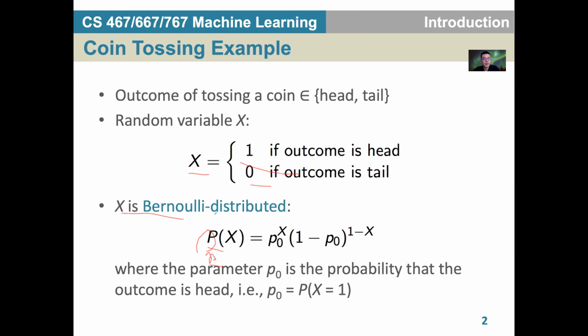So X is a Bernoulli distribution. Bernoulli is just like this: with probability P0, you succeed, and with probability 1 minus P0, you fail, because they have to sum up to 1.